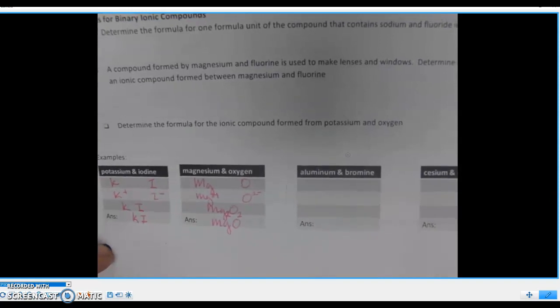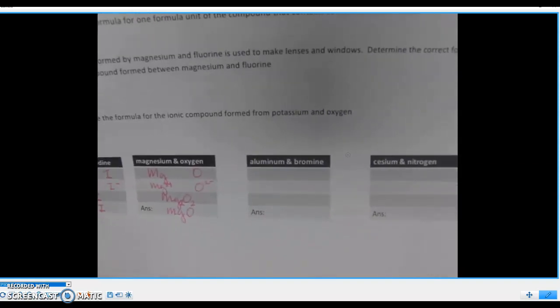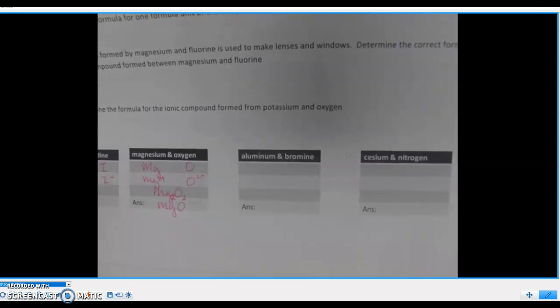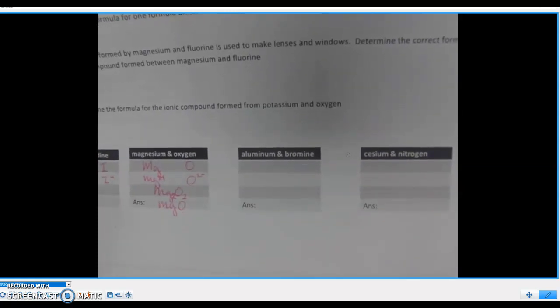Okay. Our aluminum and bromine and the cesium and the nitrogen, you should hit pause and try these on your own and then come back and see how you did.